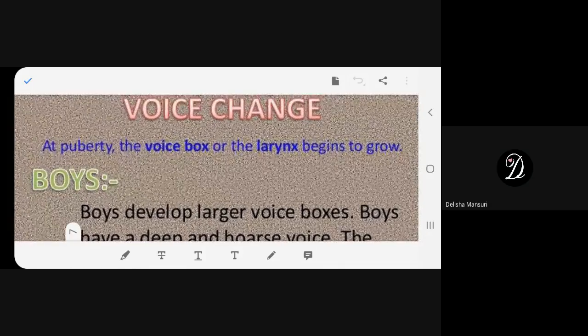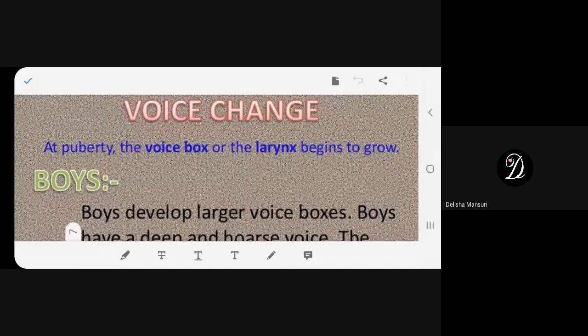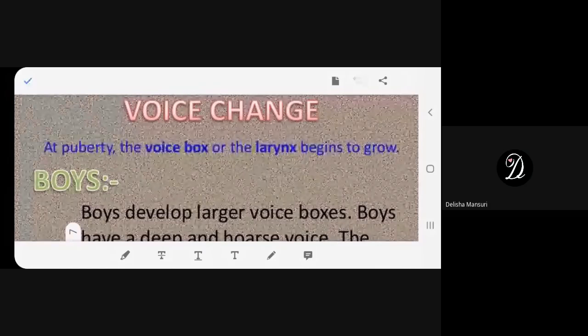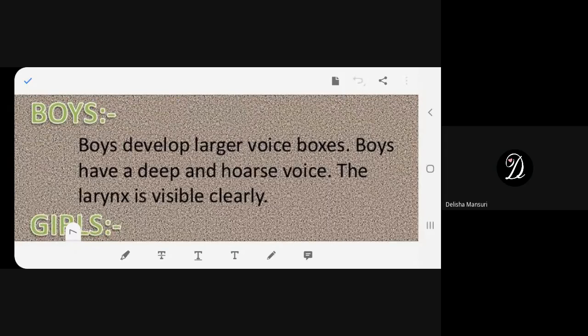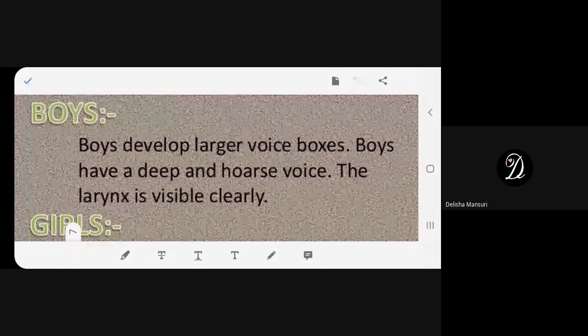Yes, read. Voice change. At puberty, the voice box or the larynx begins to grow. Boys develop larger voice boxes. Boys have a deep and hoarse voice. Read it carefully.